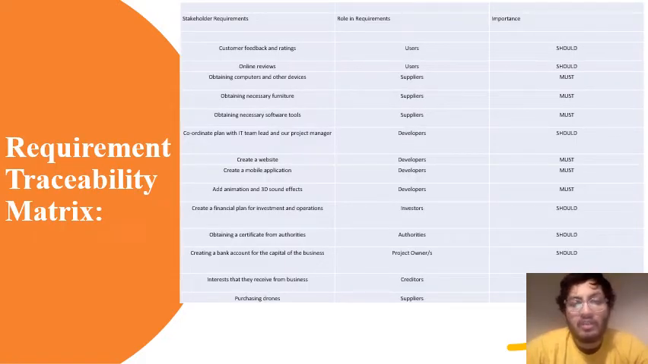Requirement traceability matrix. It is divided into three parts: stakeholder requirements, role requirements, and importance. Users should take customer feedback, rating, and online review. The supplier has to do it, it's a must. Suppliers have to obtain computers and other devices, obtain necessary furniture, and obtain necessary software tools.